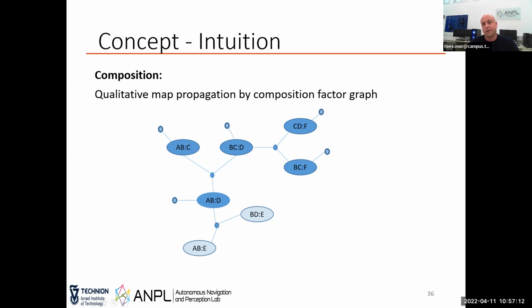And we have two types of factors. One of them is the composition factor, the one we are going to talk about, and then we have the prior factor. Prior factor means we had measurements of these landmarks, and then we have a prior estimation about the qualitative state. Some of the nodes may have a prior and some may not, if we've never seen them before.